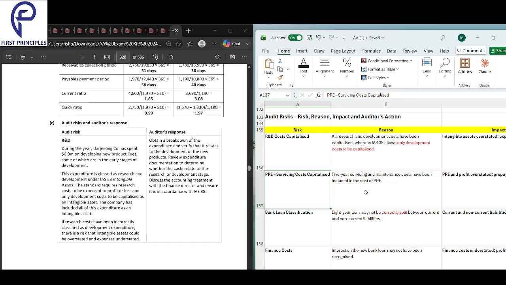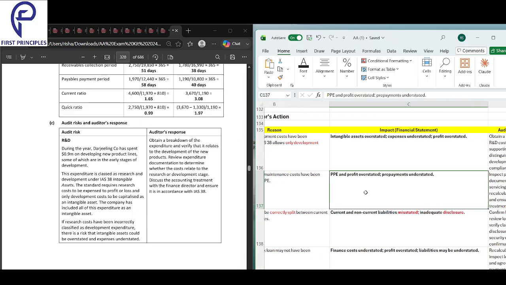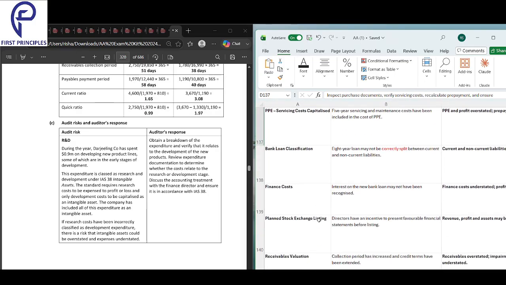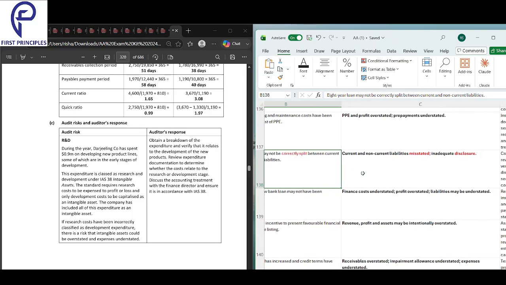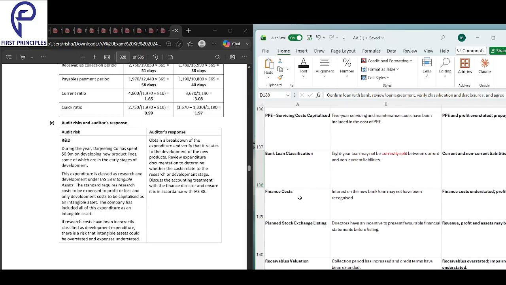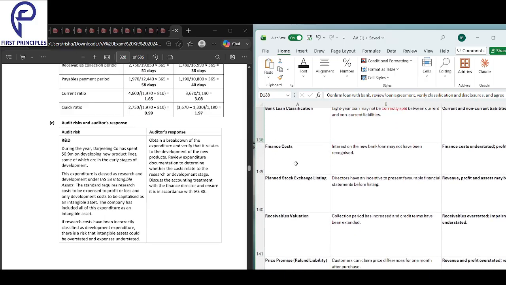Next, in PPE, we looked into the servicing cost. A 5-year servicing and maintenance cost has been included within PPE. PPE and profits are overstated, and prepayments are understated. Next, bank loan classification. There's an 8-year loan, and there's a risk that you have not split correctly between current and non-current. That split is wrong. So you should confirm with the bank, go through the loan agreement, verify the classification properly, and ensure that the split and the disclosure are done correctly.